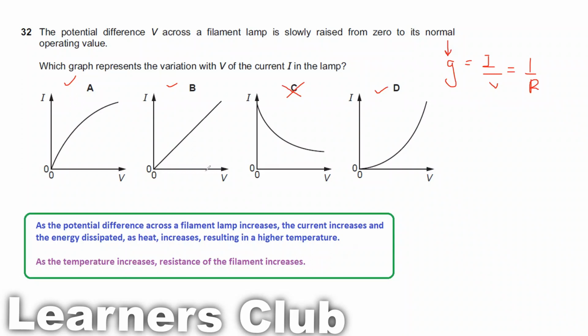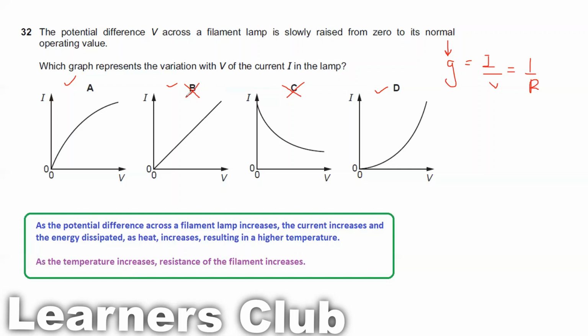Since the graph in option B is a straight line, it shows it's an ohmic conductor where the resistance is kept constant because the temperature remains constant. But in a filament lamp, temperature increases with an increase in current. As a result, resistance also increases. So since this corresponds to a constant temperature graph, option B is not the answer.